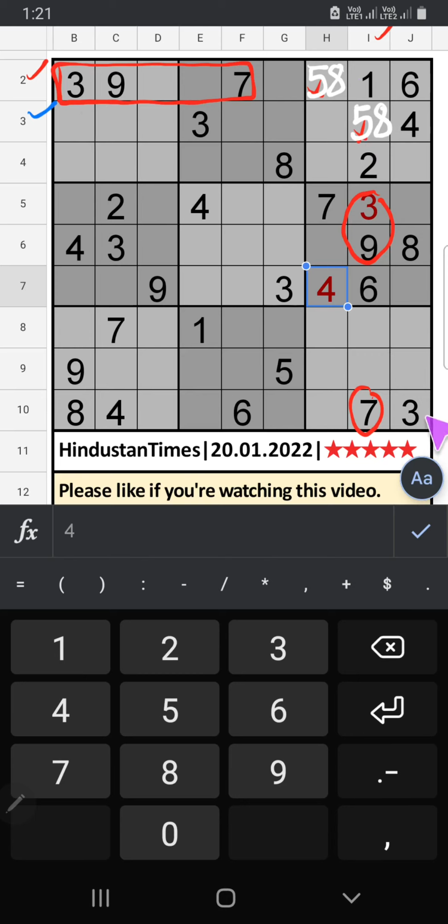Third row and column J, we have 3. So 3 can't come in these cells. Then 3 is confirmed here. Then only 2 numbers are remaining, 9 and 7. It will come in any of the cells. Column H, we have 7. So 7 can't come in this cell. Then 7 is confirmed here. Then 9 is here.